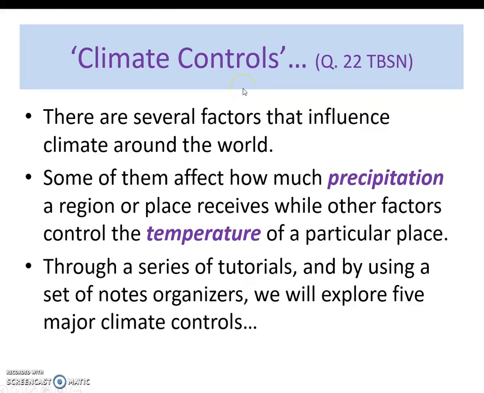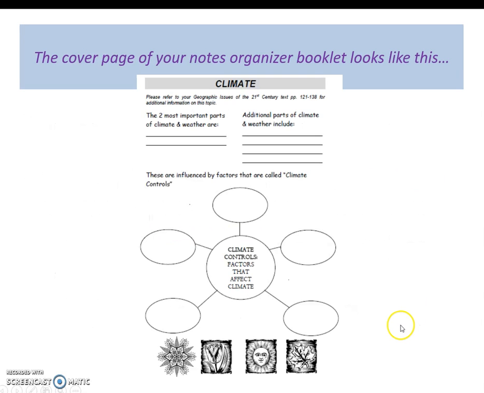So in general, we're going to find out in the coming days there are several factors that influence the climate around the world. We're going to focus on ones that hold a huge amount of influence over whether there's precipitation or not, or what the differences or changes in temperatures are in a particular place. And as mentioned, we're going to create several videos, and we're going to get you to use a set of notes organizers that are going to explore these, in this case, 5 major climate controls.